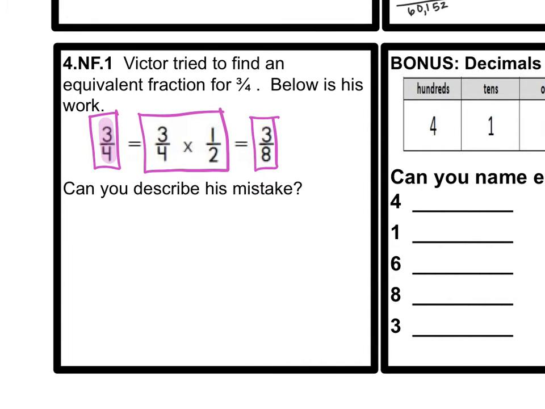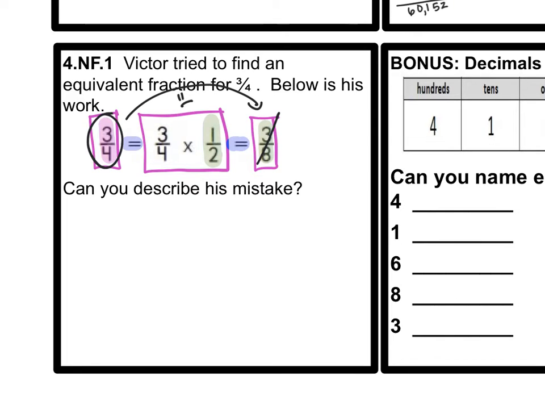So these equal signs are supposed to tell you that these things are all the same. However, his mistake in this problem is actually right here when he did 3/4 times 1/2. Actually, I'm going to change that to green. When he did 3/4 times 1/2, he was making a different fraction. Therefore, 3/8 is not an equivalent fraction. So this fraction, 3/4, is not equal, I'm going to put a sad face, not equal to 3/8. So his mistake is that he did not multiply 3/4 by 1/2.